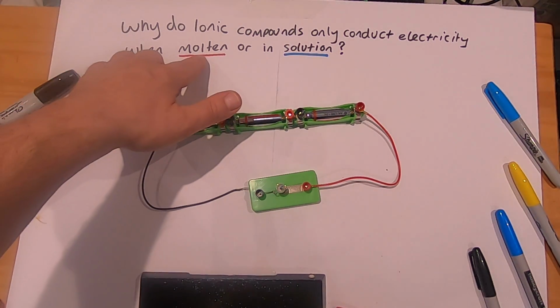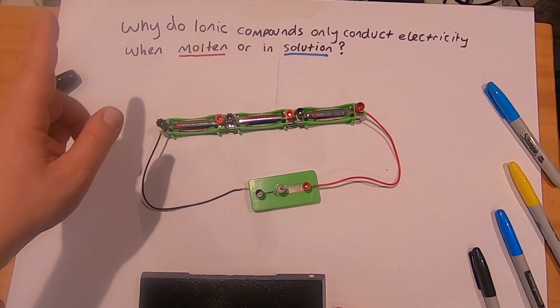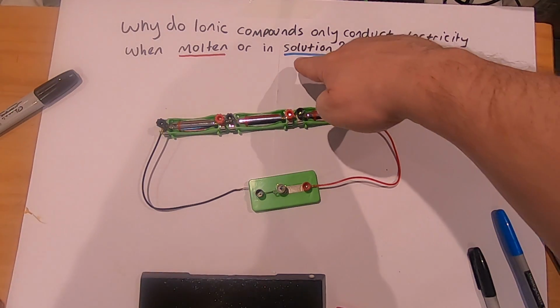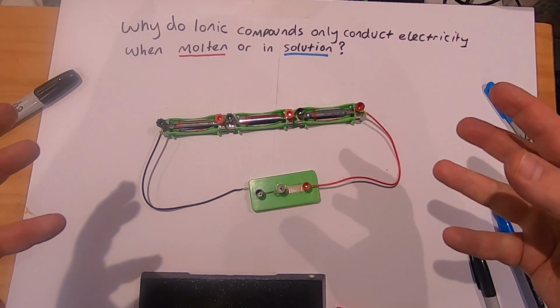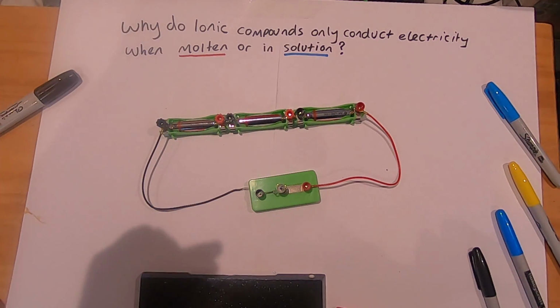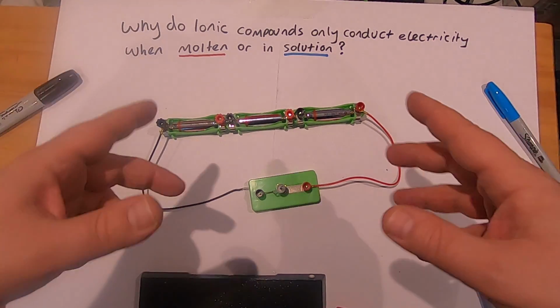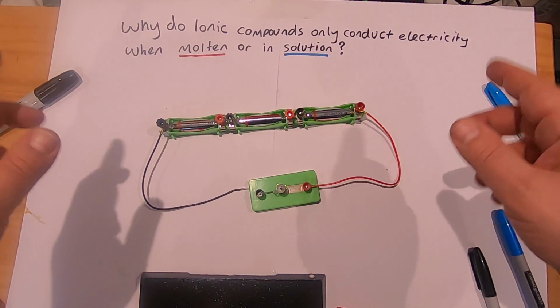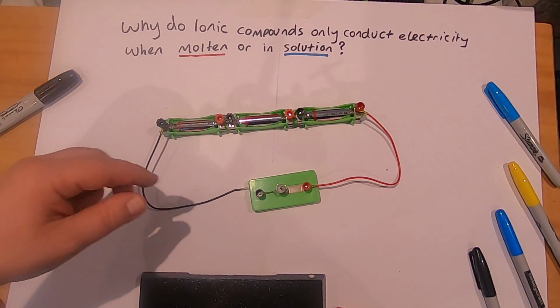So, what does molten mean? Molten means melted. What does solution mean? Solution means dissolved in water. Ionic compounds won't conduct when solid. Let's have a look experimentally at this, and then we'll go through the theory.